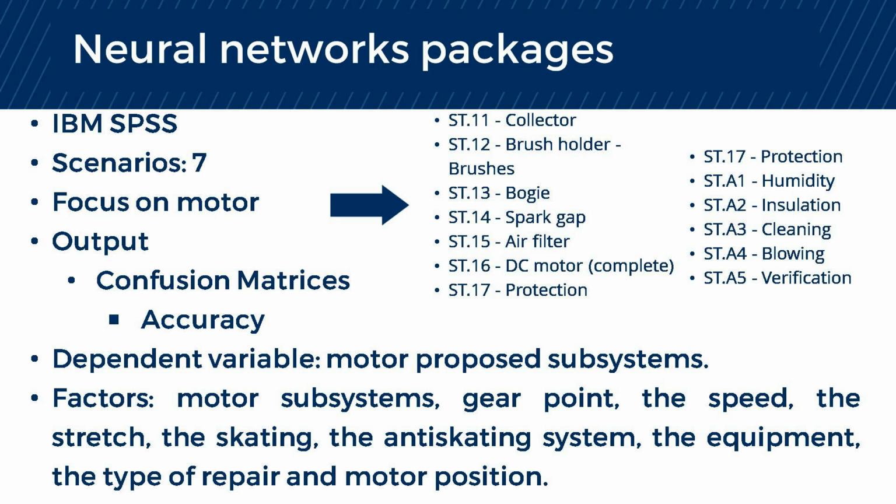Another analysis was made with the same software, but with a modification in the subsystem for traction motor. The division was based on one type only for items replaced and the other type for only actions in motor. Another 7 scenarios were created to analyze only these subsystems.